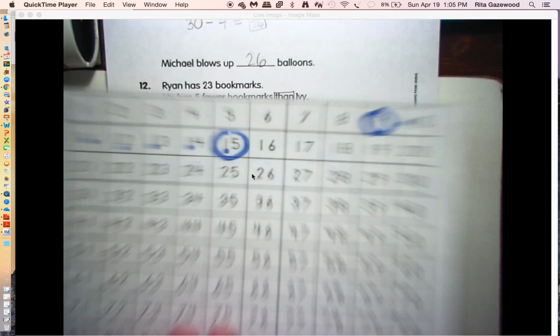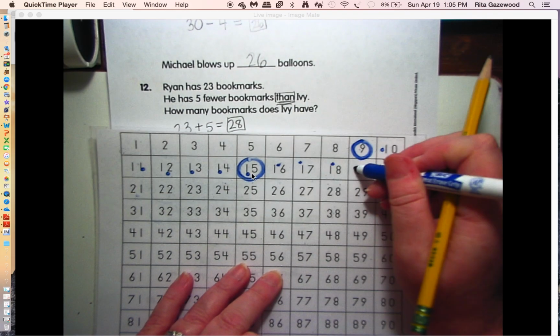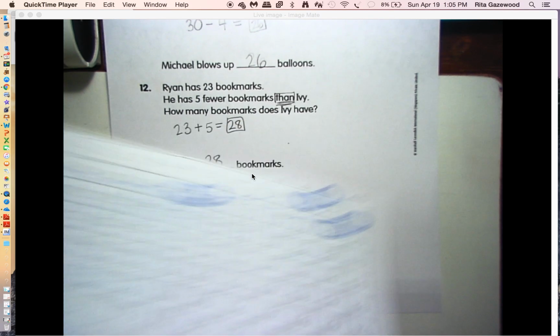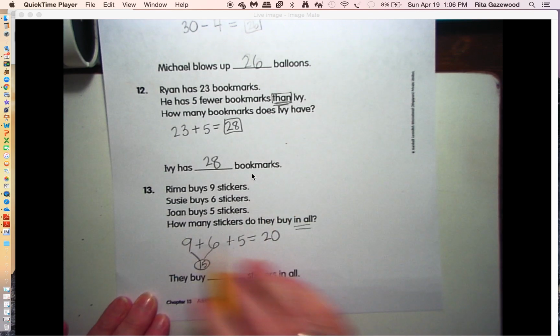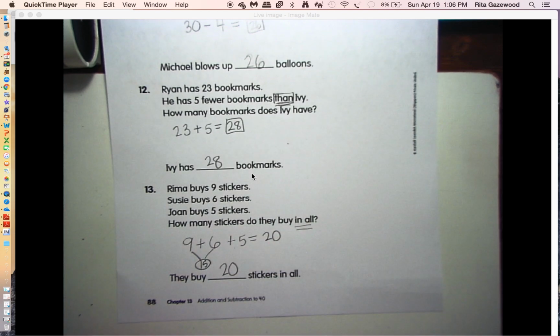So let's go back and count up 5 more. 1, 2, 3, 4, 5. So what did we land on? 20. How many stickers do they buy in all? That's right, they bought 20 stickers in all.